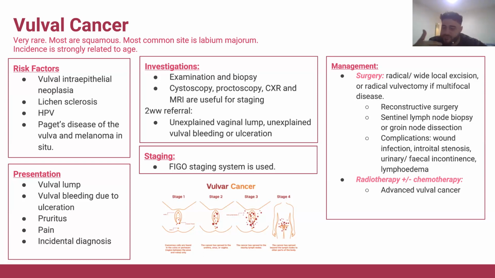And in terms of surgery, there'll be accompanying sort of reconstructive surgery as well, and they'll also do a sentinel lymph node biopsy just to see if the cancer has potentially spread anywhere else. And the complications are as sort of standard with a lot of surgeries, so wound infection. And in this particular area, you can get urinary and fecal incontinence with any surgery in general to the perineum or the vagina. And advanced vulvar cancer, you'll consider using radiotherapy and maybe chemotherapy.